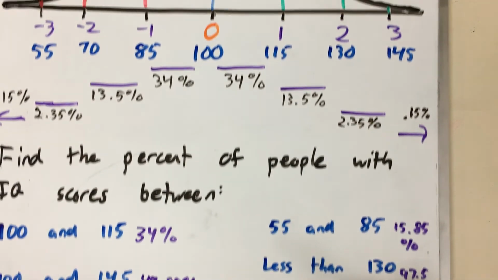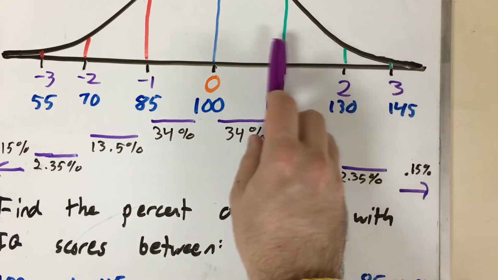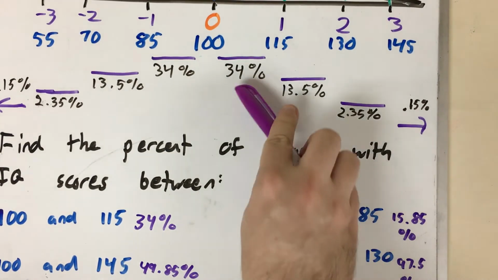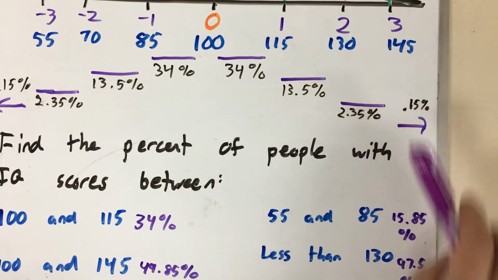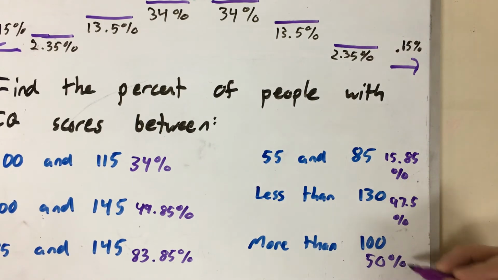But if we look at this, we can see that 100 is the mean. It's also the median, which means exactly half the data should be above this point. And if we add 34, 13.5, 2.35, and 0.15, that will, in fact, give us exactly 50% of the data.